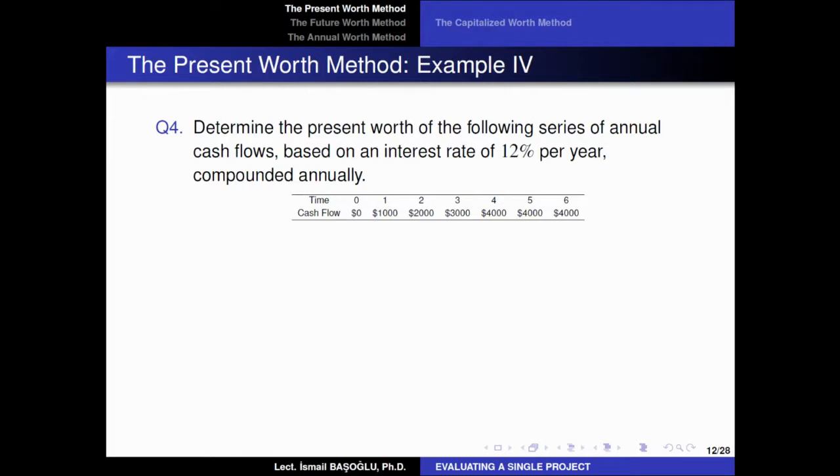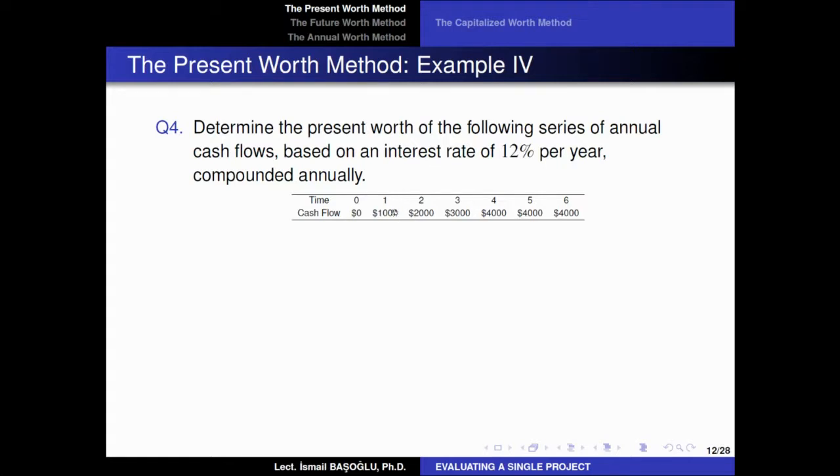So, from the previous hour, we have left at this question number 4. And at this point, the question asks us this: determine the present worth of the following series of uniform annual cash flows based on an interest rate of 12% per year, compounded annually. Now, the assumed compounding and the assumed interest rate are easy actually this time. So interest rate is 12% and the compounding occurs annually in annual terms, and these are the end of the year payments.